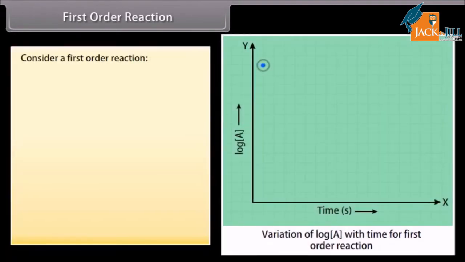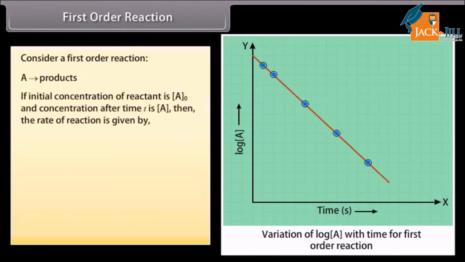First order reaction. Let us consider a first-order reaction in which A is changing into products. If the initial concentration of reactants is A naught, and concentration after time t is A, then the rate of the reaction is given by minus dA by dt is equal to the product of k and A.